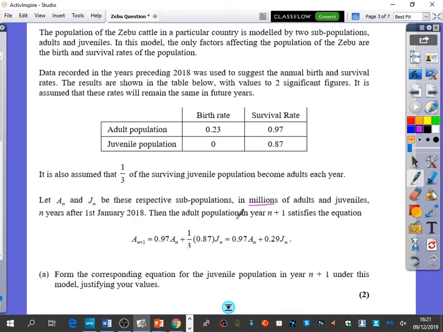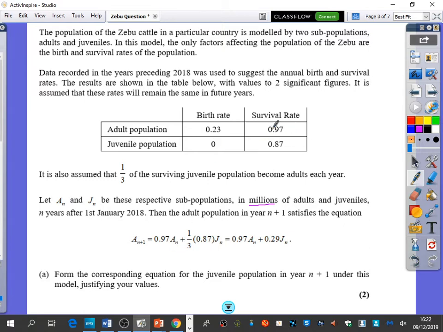So the adult population in the year n plus 1 satisfies this equation. Now, when it's saying the n plus 1, that's just saying if you know what this year is, you can work out what the next year is. So the adults will be 0.97 A_n. Why 0.97 A_n?